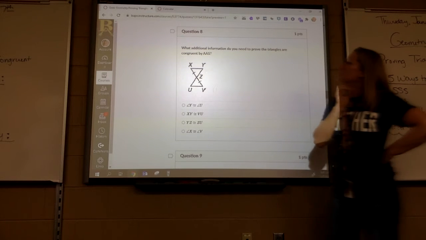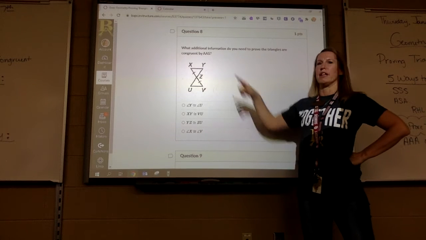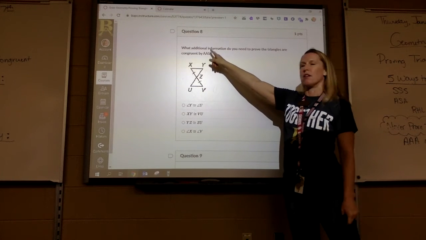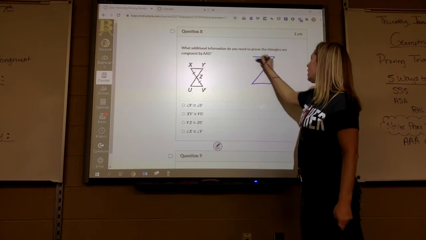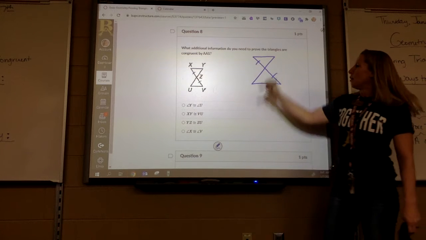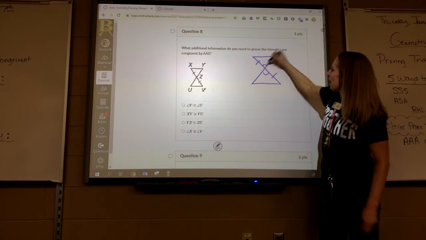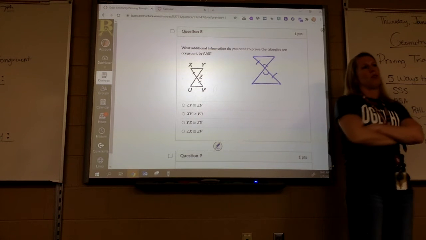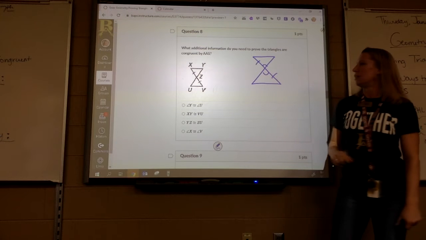Go to number 8. Number 8, you have to decide what additional information is needed to prove that the triangles are congruent, and then it'll give you a reason. So this is angle, side. So again, you might want to draw the picture because I already have a side marked, and that's all I have marked. But do you know that you've got vertical angles? Okay, so I'm going to go ahead and mark that. Which other angle would I need for it to be angle, side? Any of the angles.